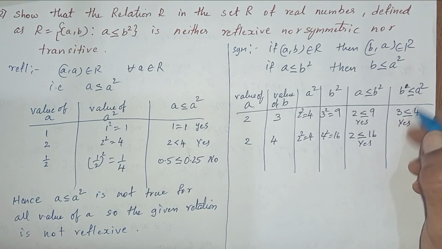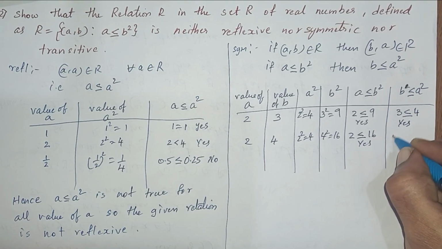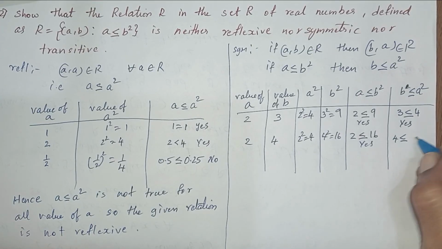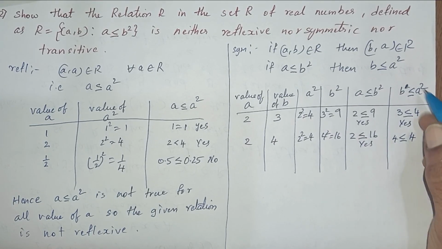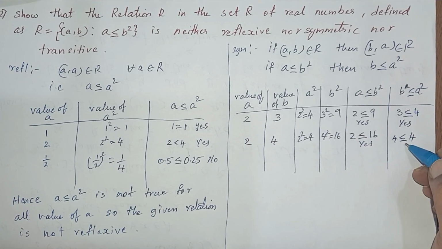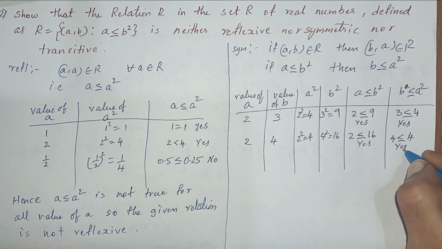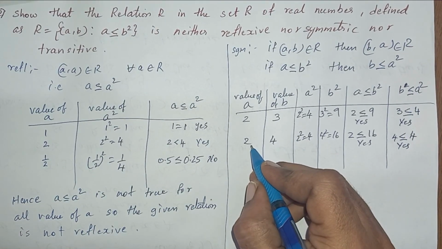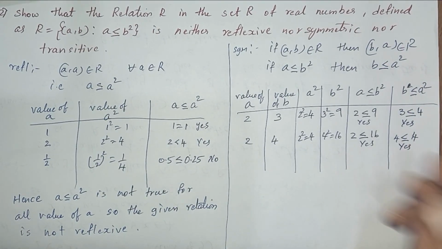Now we'll check for B. B is what? B is 4 is less than or equal to 4. Yes, because a square is 4. 4 and 4 is equal. Yes, this condition also satisfies. Means 4 comma 3 also belongs to the relation.